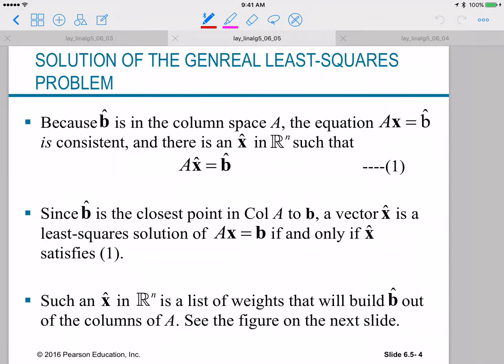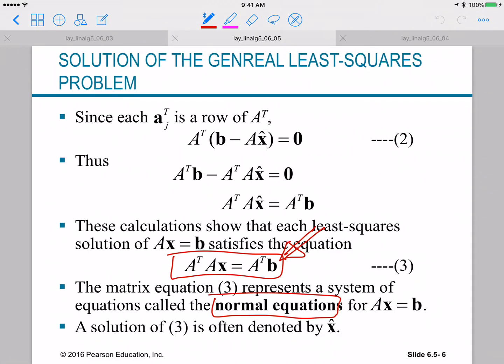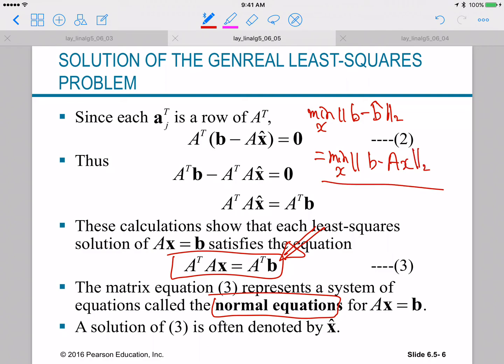Okay, again, this is all a review. We want to solve this, b minus b hat, the normal vector, and this is b minus Ax. That solution is the same as the solution of this normal equation. So in order to solve this least square problem, the solution for that least square problem is the same as the solution of this normal equation.